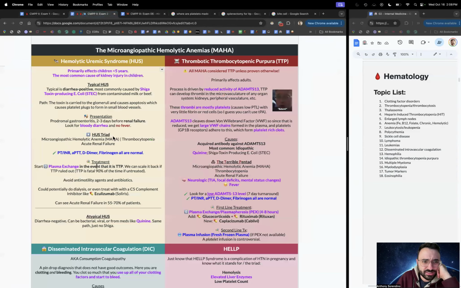I guess the Shiga toxin is... the path here is actually the toxin causing apoptosis, which is programmed cell death. It's not destroying platelets. This actually is not autoimmune. This is toxic. It's using up your platelets to form clots in all these small blood vessels, so you have this microangiopathic damage. Your platelets are being used up, which is why they're low. So again, we're using plasma exchange in the case it's TTP. We'll talk about that in a second.